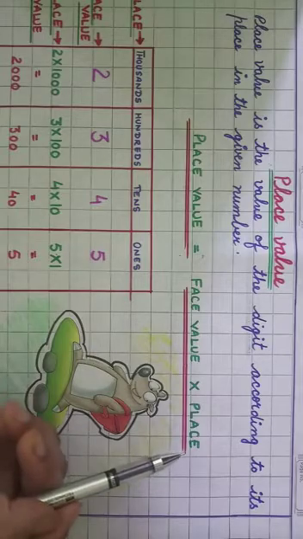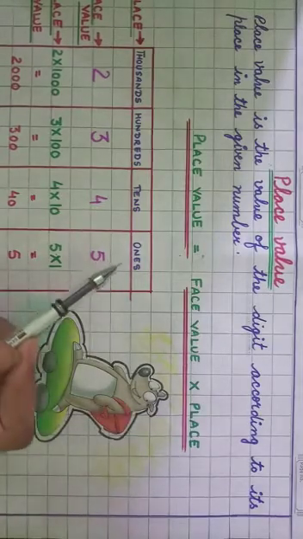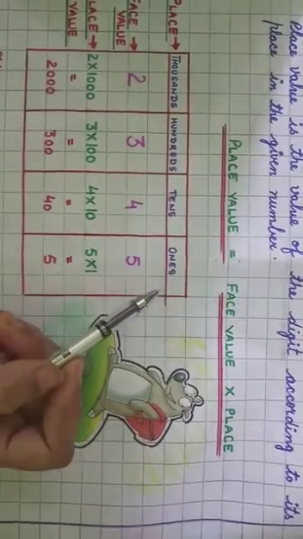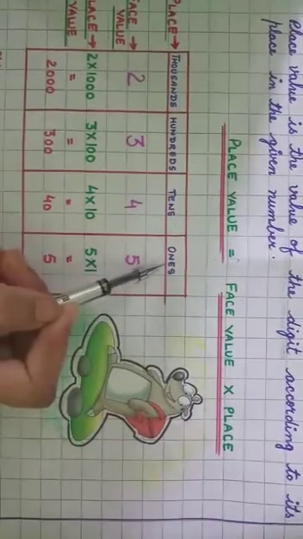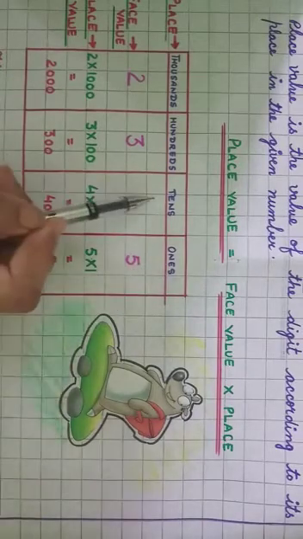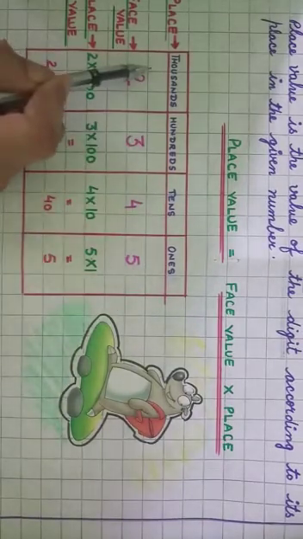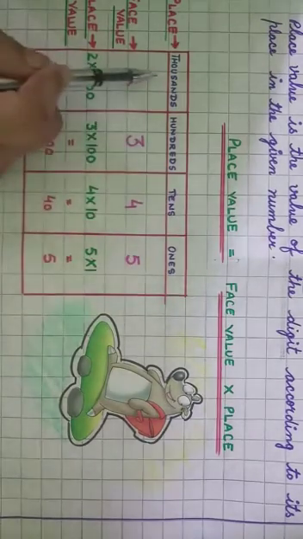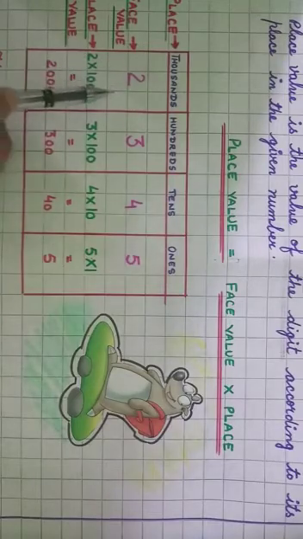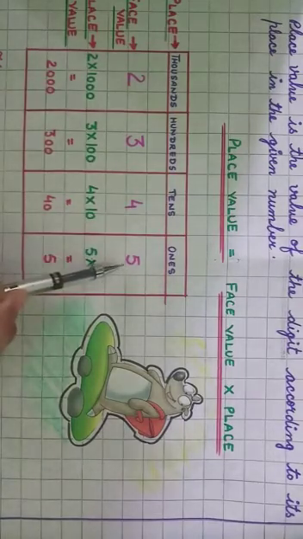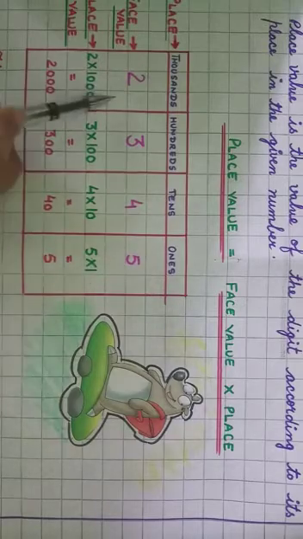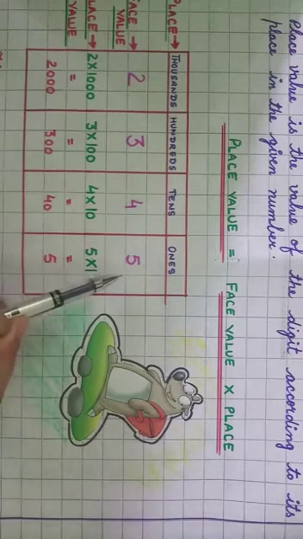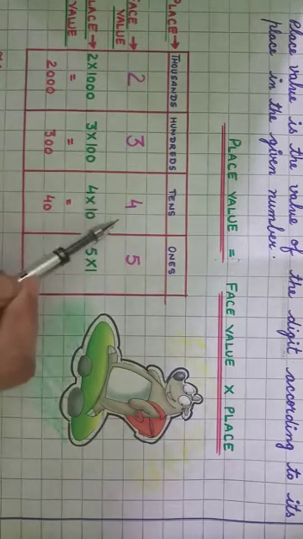Now we take an example. We write down a 4-digit number with its places. Places are ones, tens, hundreds and thousands. And the number is 2345. And what are we to do? We are to find out the place value of all the digits in this number.